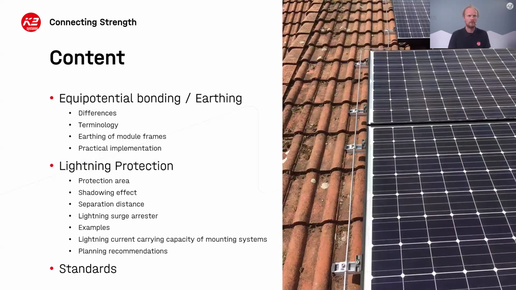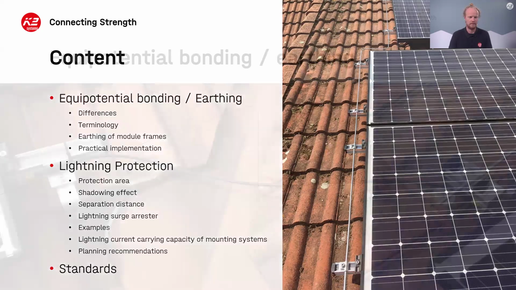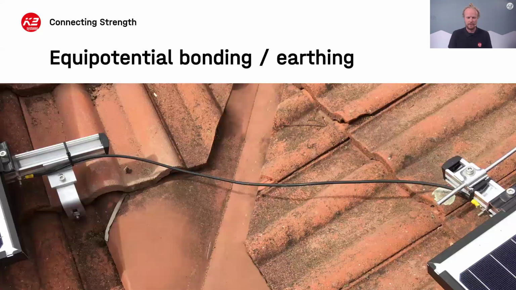So we're going to break it up into two sections. Our equipotential bonding and earthing will be our first topic today, and then our lightning protection as the second topic. They do overlap a little bit, and you'll see this throughout the presentation, but just so you're aware of what we'll be going through today, it's shown on this slide. And here's a little picture of an earthing on a tile roof. You can see some of our products here as well.